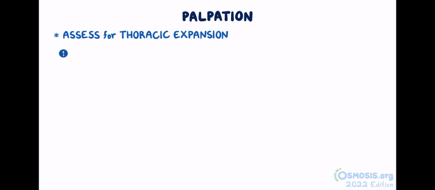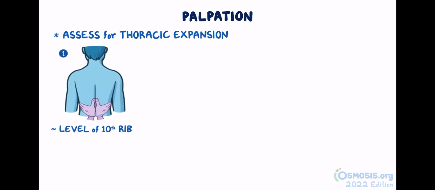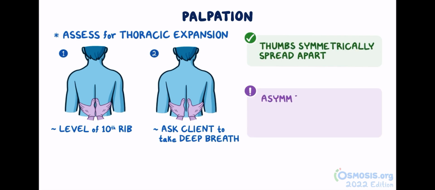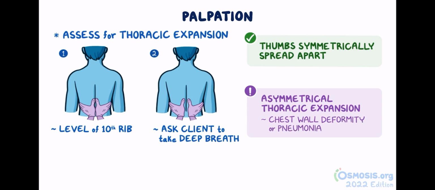To do this, place your thumbs along the level of the 10th rib on both sides of the spine and lay your palms on the client's back, making a W with your hands. Ask your client to take a deep breath, and as they inhale, your thumbs should symmetrically spread apart. Asymmetrical thoracic expansion may indicate a chest wall deformity or pneumonia.